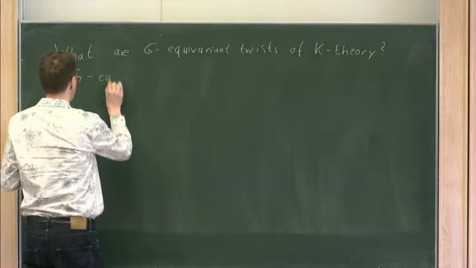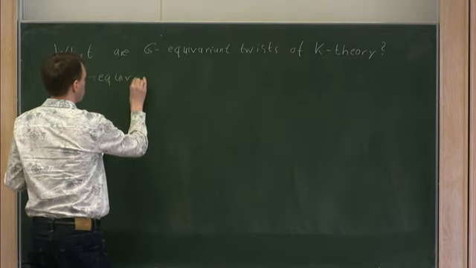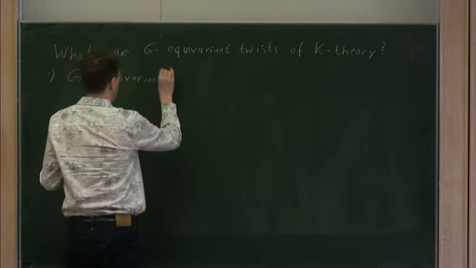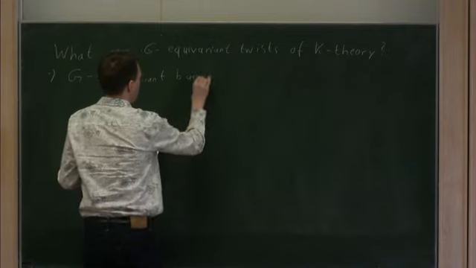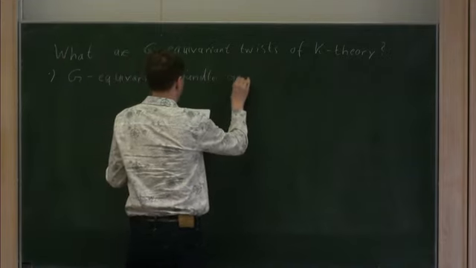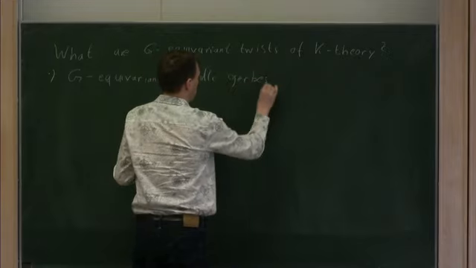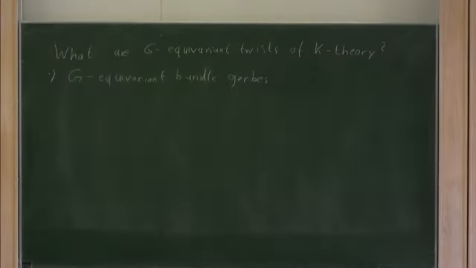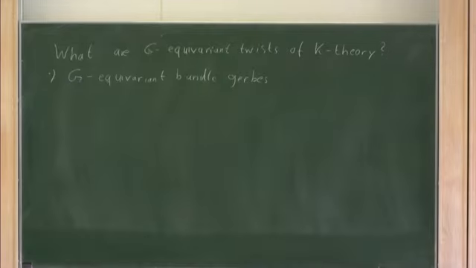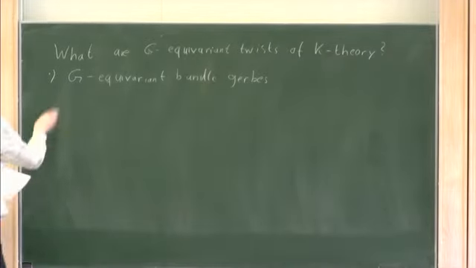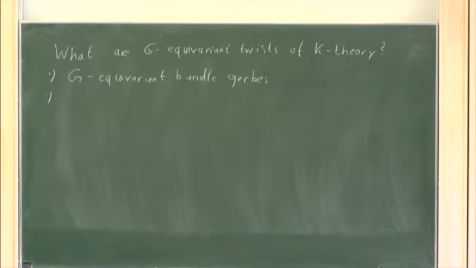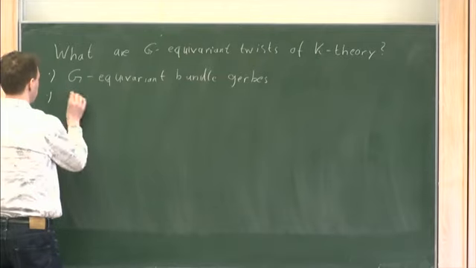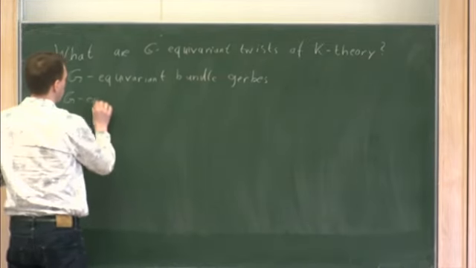For example, you could take G-equivariant bundle gerbes. This has been worked out, I think, by Murray, Roberts, Stevenson, and Bouwknegt. And you could also take the approach that Atiyah and Segal in their paper about twisted K-theory chose. You can just look at G-equivariant bundles of compact operators.